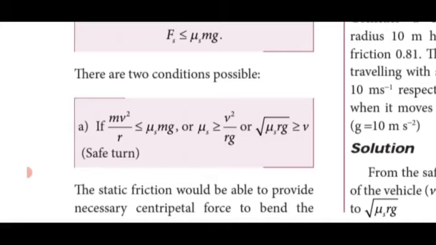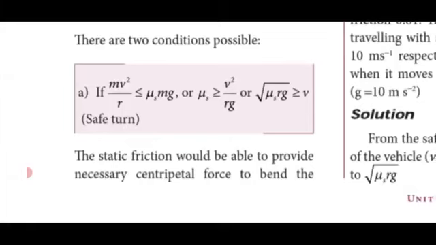In other words, you are taking all the denominator value into the numerator. It becomes mu s rg, and taking the v square as a square root, you get root of mu s rg greater than or equal to v. And in this case only the vehicles are in a safe move on the curved path. That means if you are driving on the curved path and taking the maximum speed, what happens? The car skids. So when you get a safe turn, it means the static friction is able to provide the necessary centripetal force to bend the car on the road.